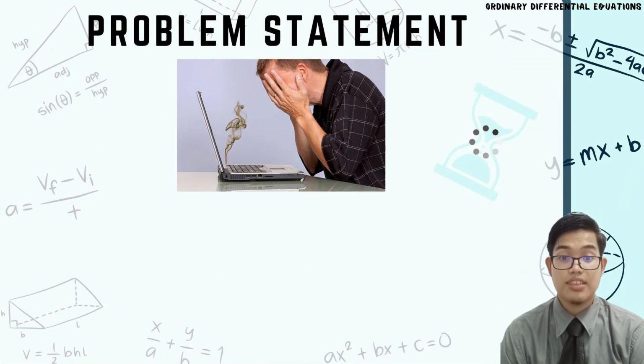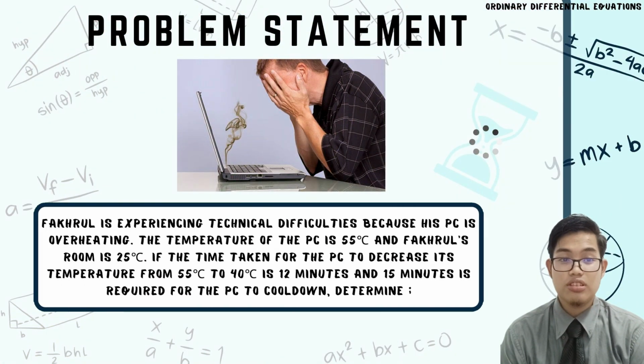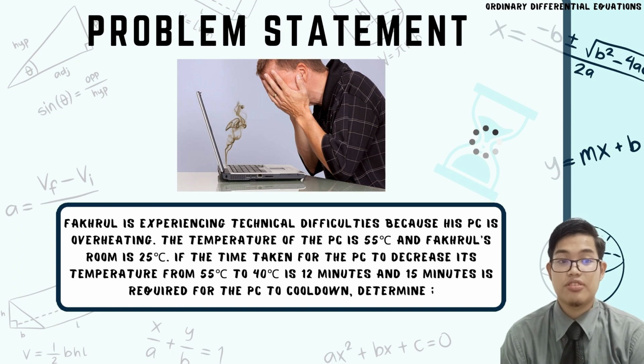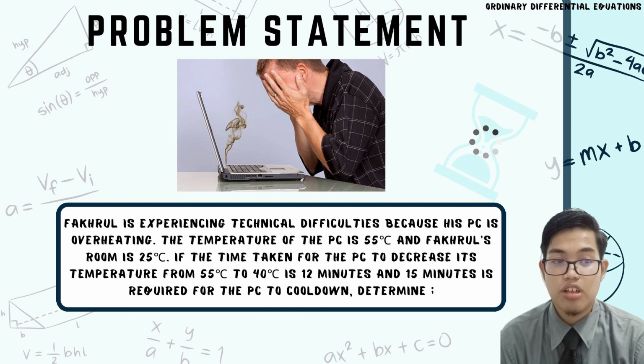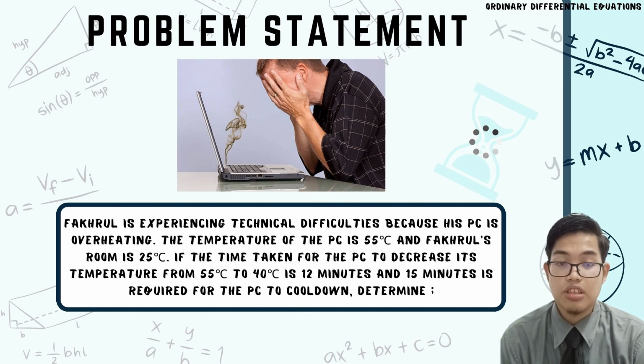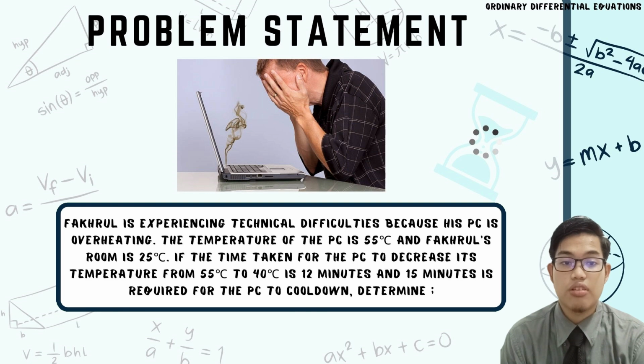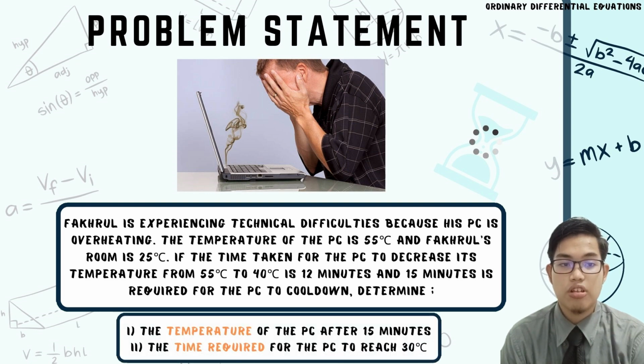I will now be presenting the problem statement. Fakrul is experiencing technical difficulties because his PC is overheating. The temperature of his PC is 55 degrees Celsius. Fakrul's room is 25 degrees Celsius. If the time taken for the PC to decrease its temperature from 55 degrees Celsius to 40 degrees Celsius is 12 minutes, and 15 minutes is required for the PC to cool down, we must determine the temperature of the PC after 15 minutes and the time required for the PC to reach 30 degrees Celsius.